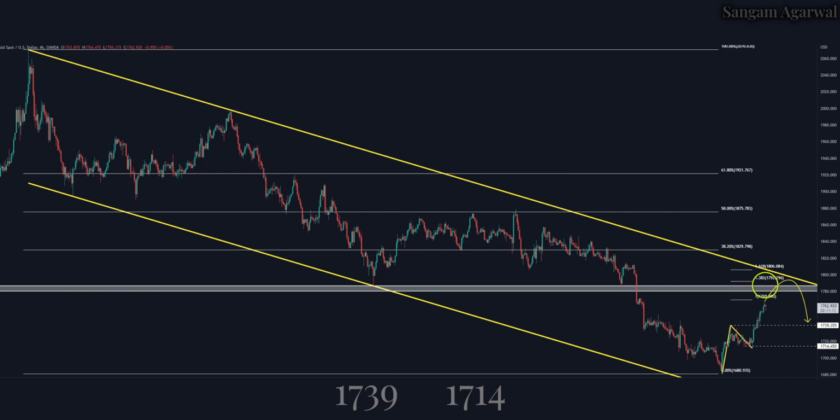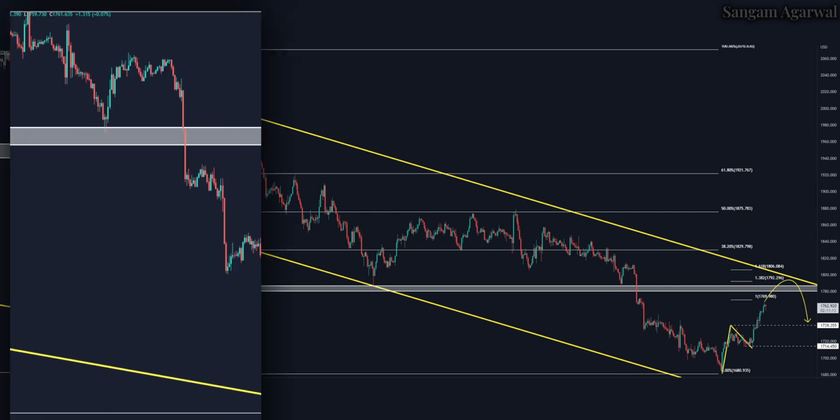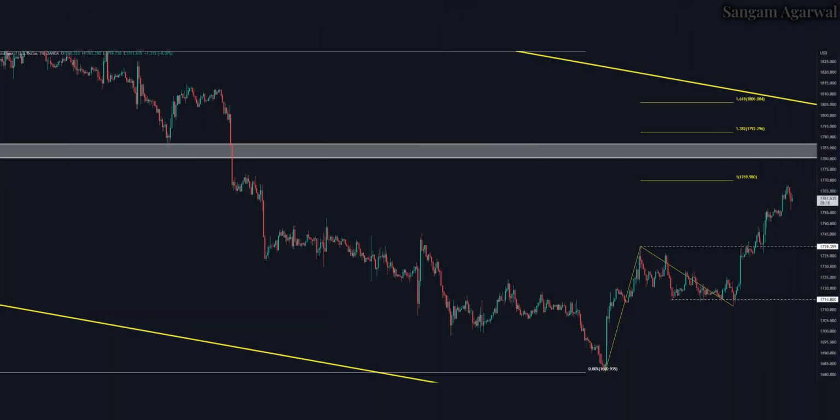And if you go to the H1 time frame, then this area from 1780 to 1790 is our resistance zone, where you can expect a trend reversal if price shows signs of rejection on this resistance zone near the 38% projection for this last wave.